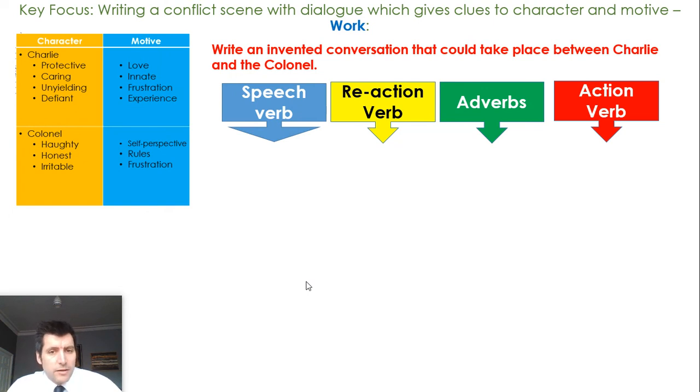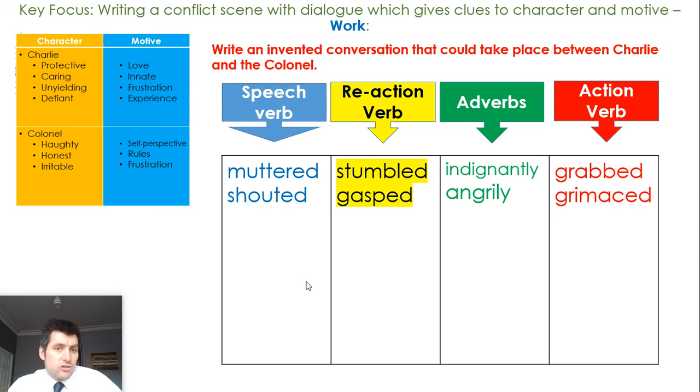Within those elements, you're going to plan a piece of writing, and it might be that you decide you're going to use speech verbs such as muttered and shouted. So if somebody's muttering, are they being powerful, or are they being fed up? If they're shouting, are they being bossy? So have a think about what they're doing.